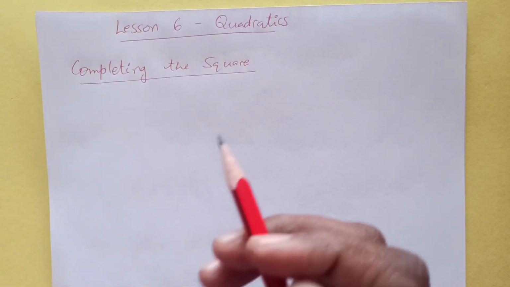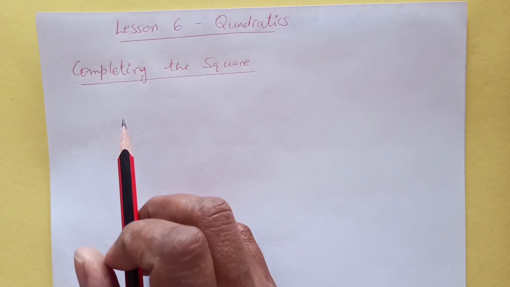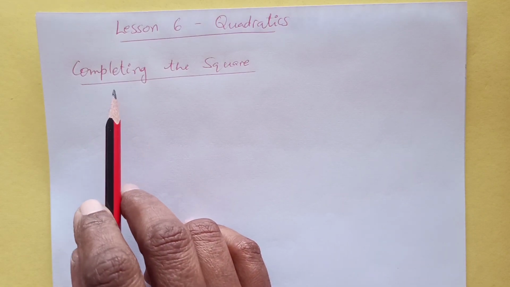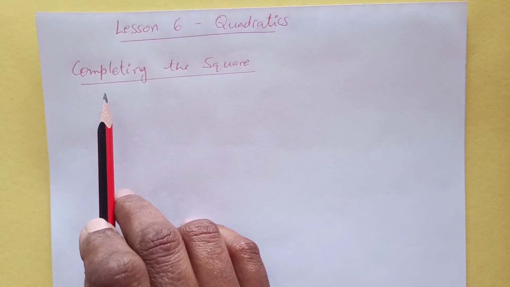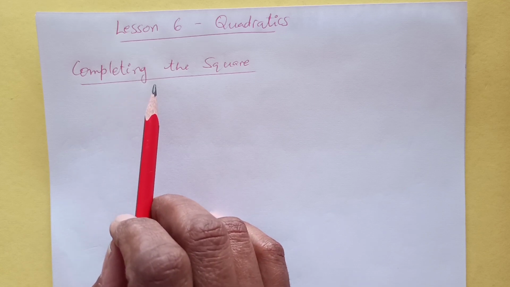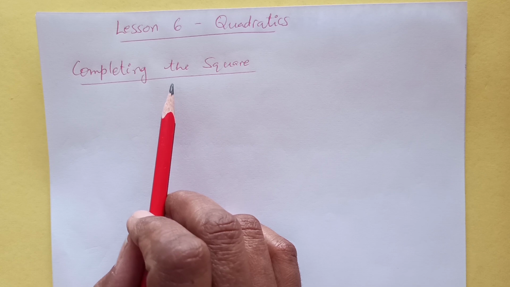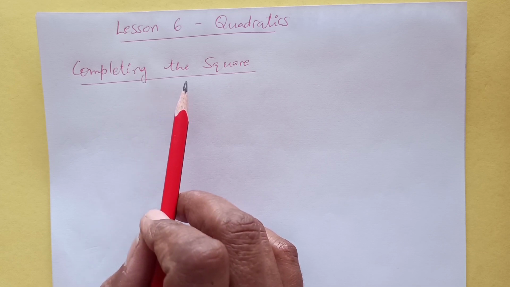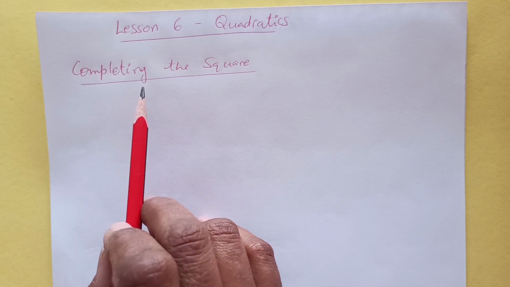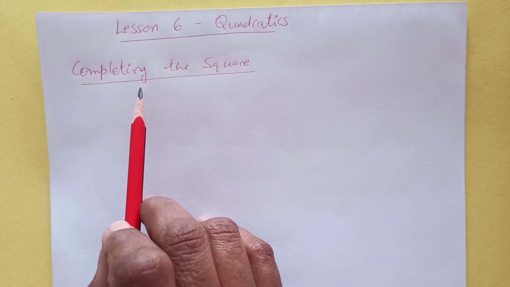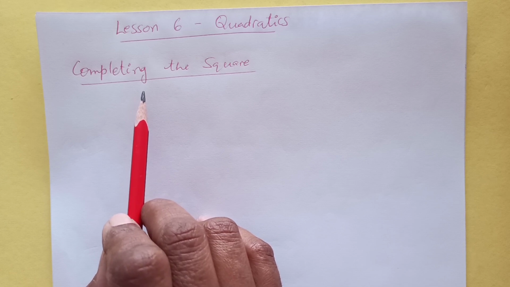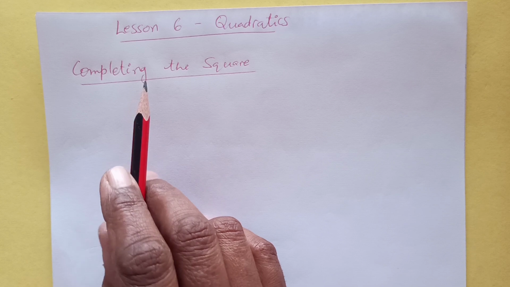Guys, welcome back to another lesson of quadratics. In this video we will do the method of completing the square. This is another method for solving quadratic equations, which is called completing the square. In this method we just rewrite the quadratic expression to make the work simpler.